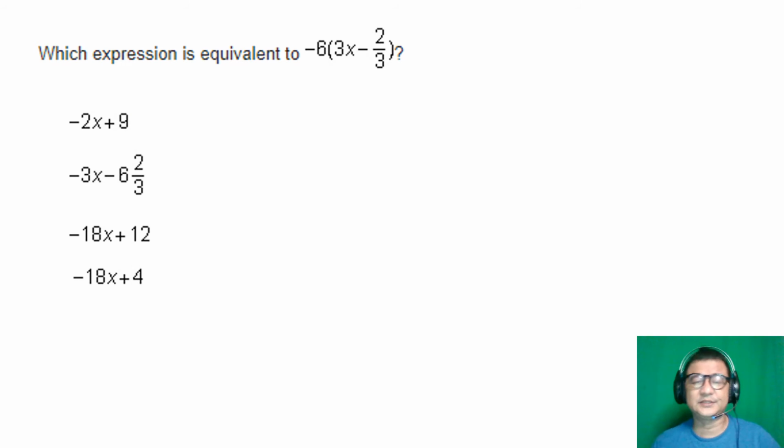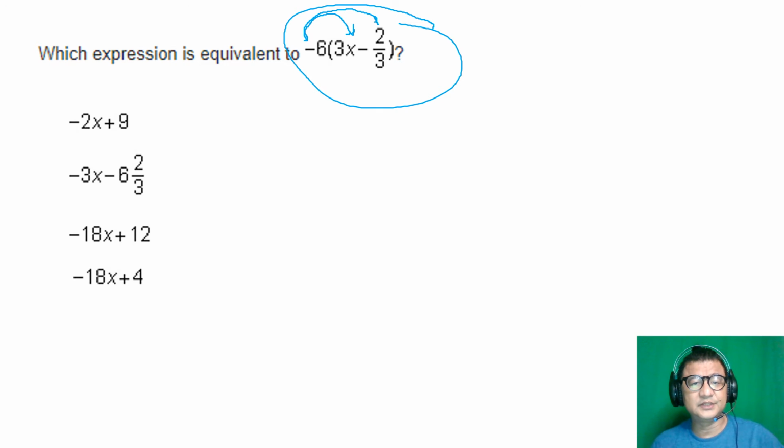Now, let's try some practices here. So, this is the expression given to you. Which of the following is equal to that? So, like I said, you have to solve it first to see which one is equal. All right, distributive property. 6 times 3 is an 18x, but that's a negative. You know it's going to be any of these two, right?